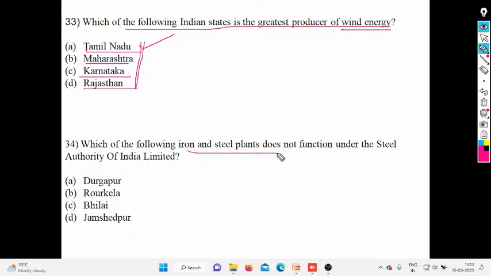Which of the following iron and steel plants does not function under the Steel Authority of India Limited? SAIL. Which iron and steel plant does not function under SAIL? Durgapur steel plant, no. Rourkela steel plant, no. Bhilai, no. Jamshedpur. Jamshedpur is private, Tata Steel. So the answer is D.